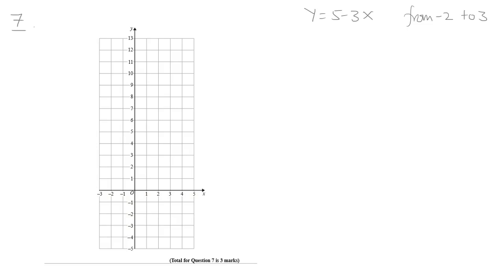Question number 7 is on the grid. Axes are drawn, X and Y. Draw the graph of Y is equal to 5 minus 3x from -2 to 3. If this kind of a question is there, make sure you write all the values. Although a graph can be drawn with just 2 points, but when this question is of 3 marks, what you are supposed to do?